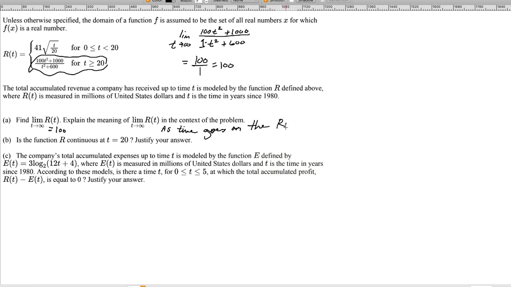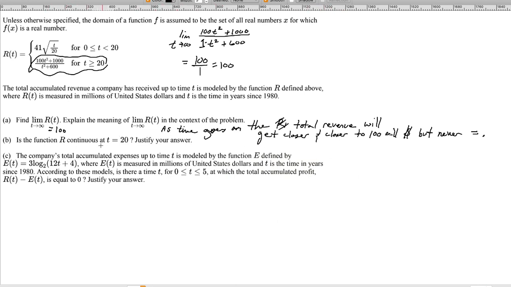The revenue, or the total revenue, let's say total to make it clear, the total revenue will get closer and closer to $100 million, but never equal. That's basically the explanation of this in the context of the problem.